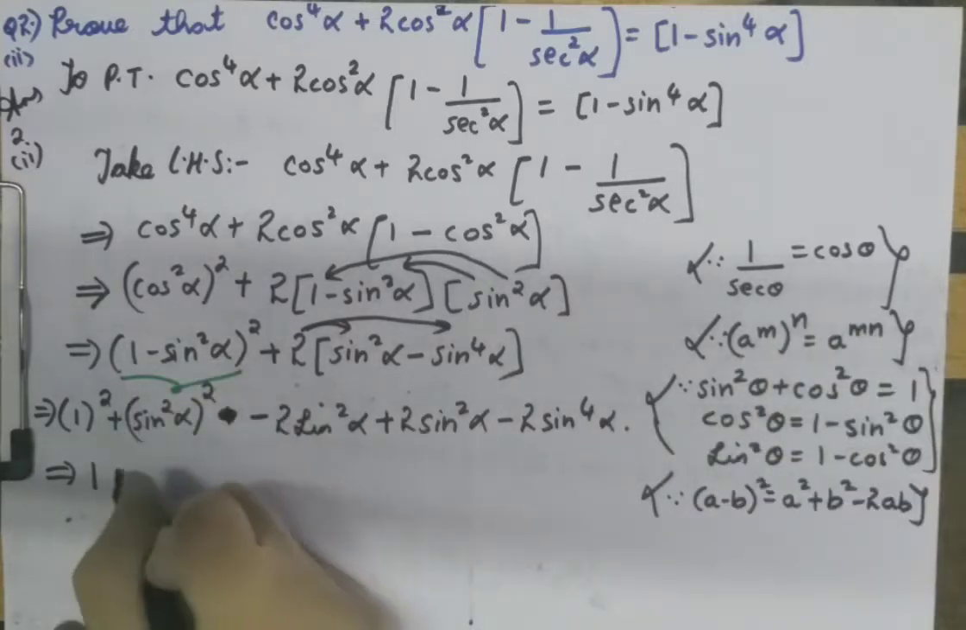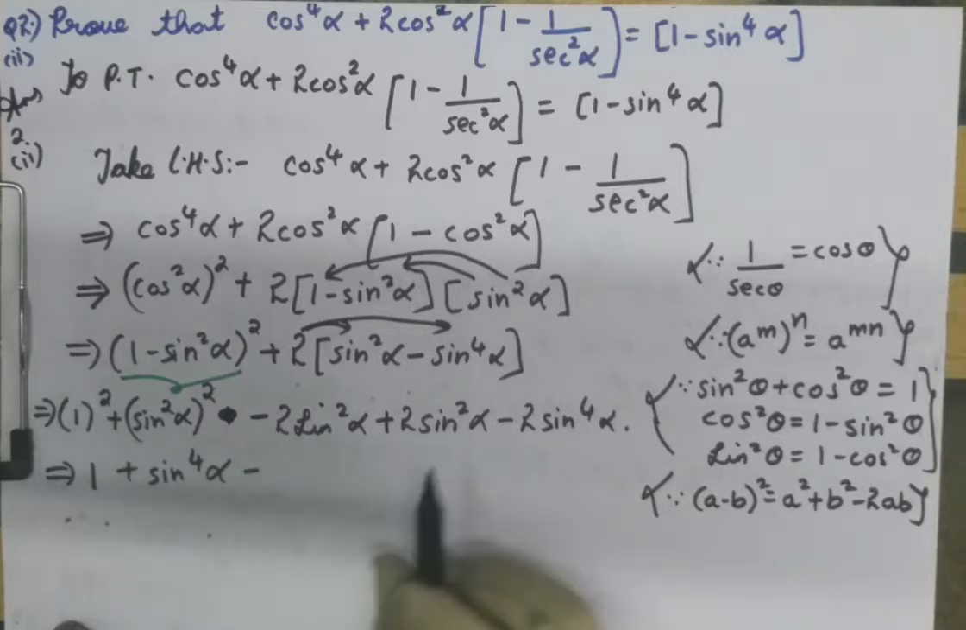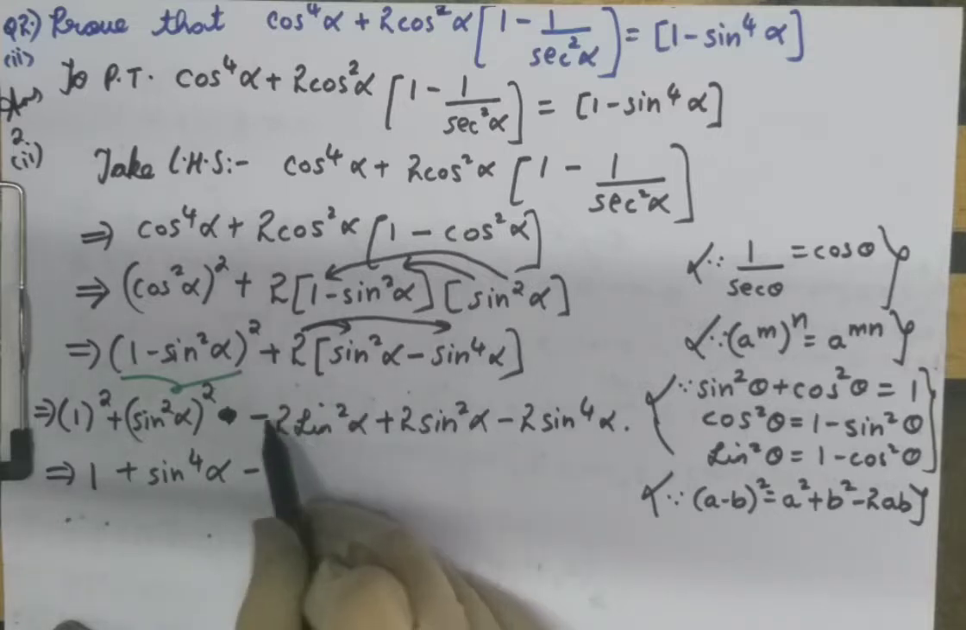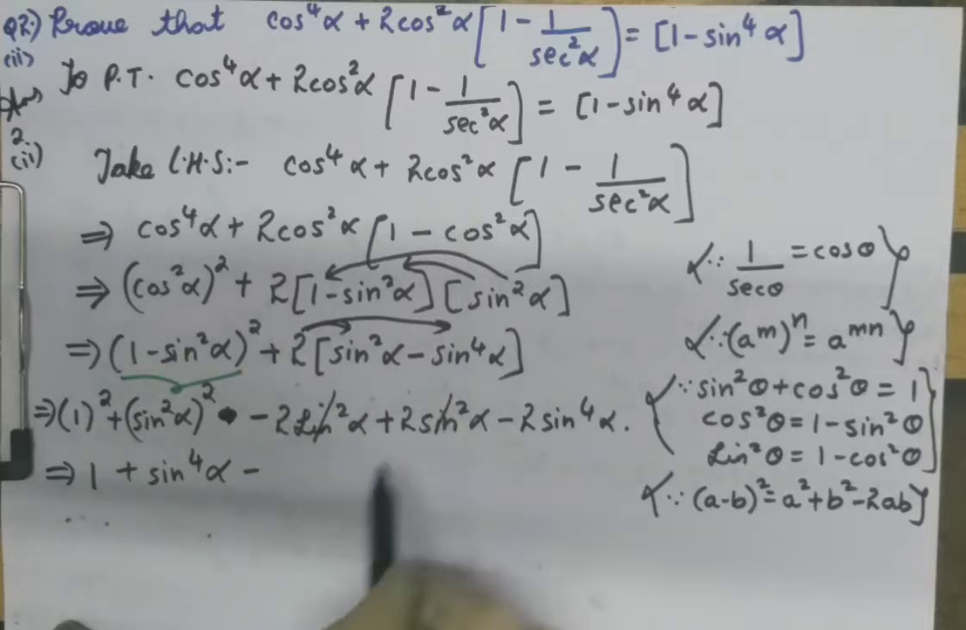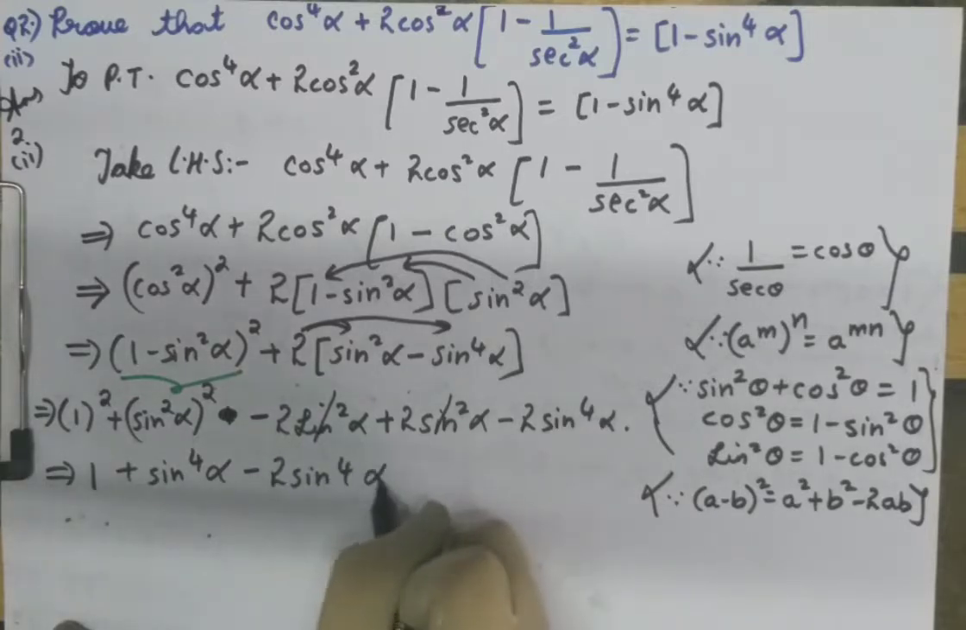So 2 2s are 4. So we can write this as sine power 4 alpha minus 2 sine square alpha here, and here we have plus 2 sine square alpha. So opposite signs are there, meaning both will get cancelled. What are we left with? Minus 2 sine power 4 alpha.